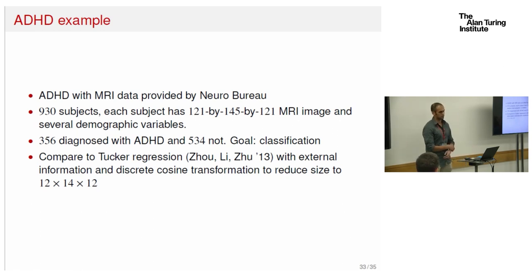This had been attempted in prior work in 2013 using Tucker regression, which is the alternating gradient descent approach that I mentioned. But as I mentioned, there's no way it can scale to this size. So what they do instead is a discrete cosine transformation to reduce the data and then apply their algorithm. We're applying our algorithm to the original data, whereas they have to do this dimension reduction first to reduce the size of the tensor and then apply their algorithm.